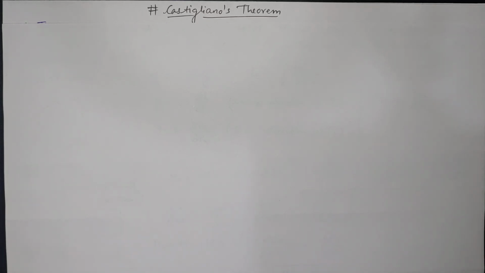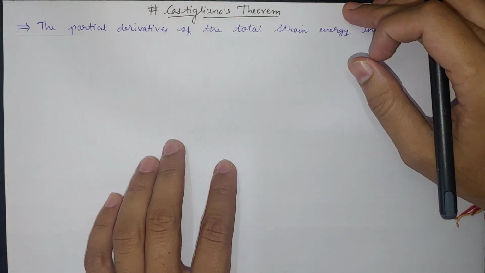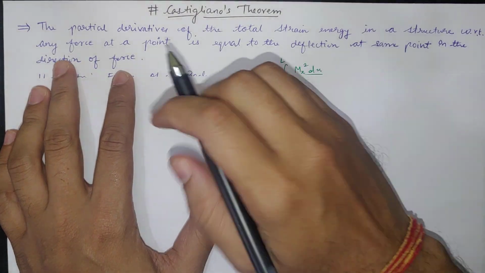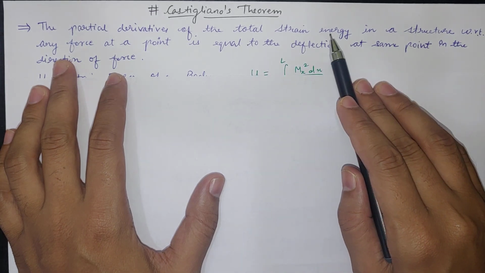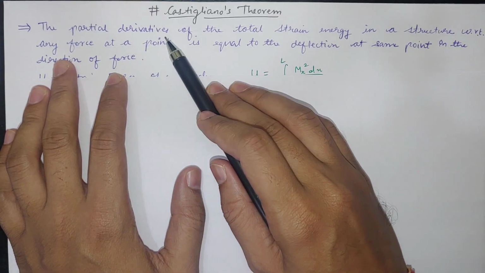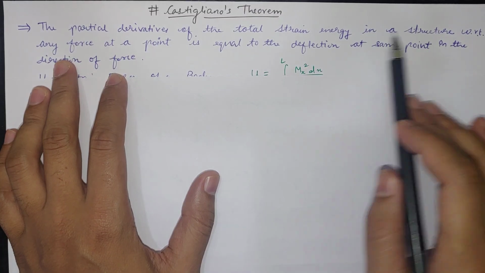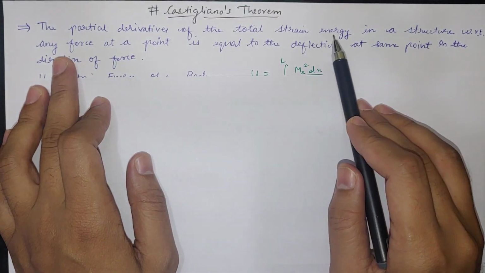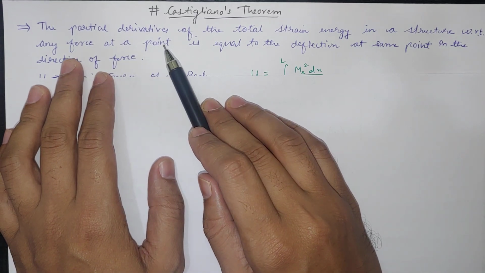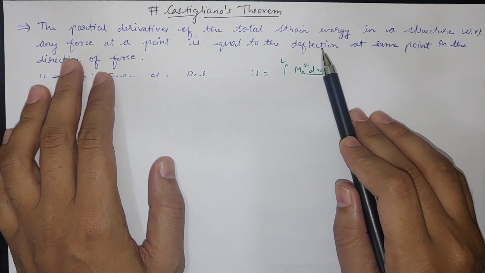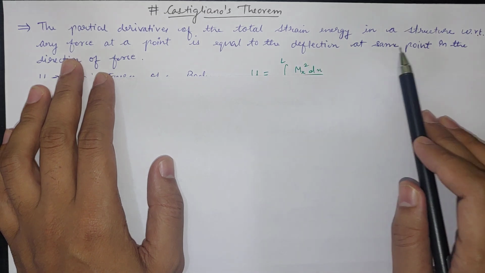In this video, we will see Castigliano's theorem to find the deflection. The theorem says that the partial derivative of the total strain energy in a structure with respect to any force, ∂U/∂P, where P is a force at any point, is equal to the deflection. So it will be directly equal to the deflection at the same point.